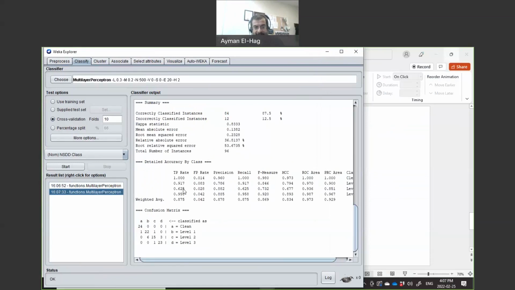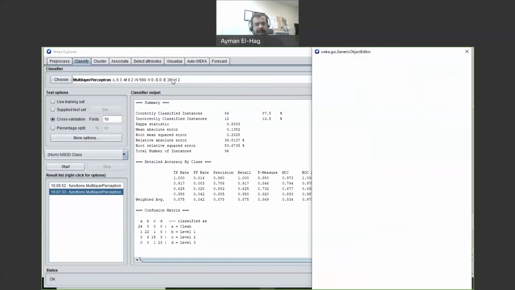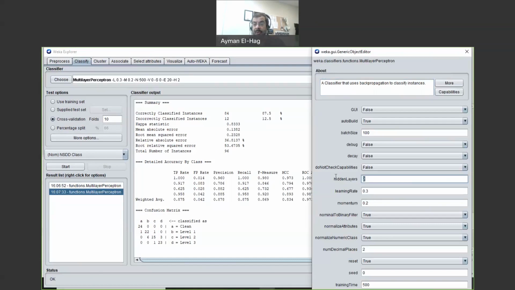Now, the problem is in level 2. In level 2, we have only 62.5%. The others are all above 90%. So this is overall 87.5. Okay, let's see what if we increase the hidden layers to 3.